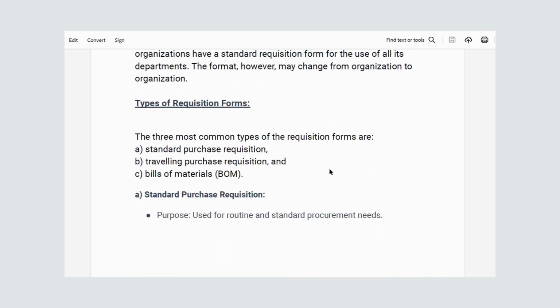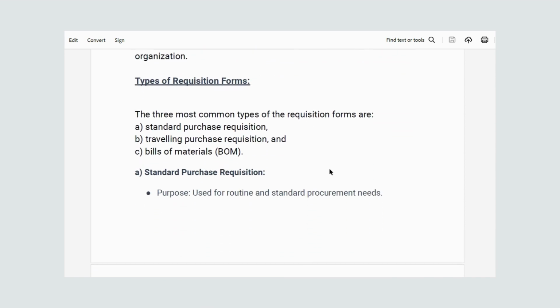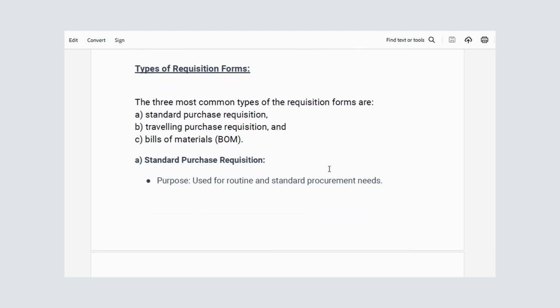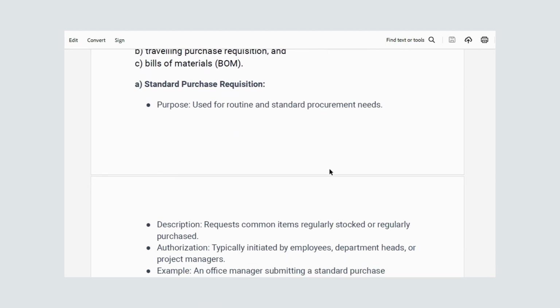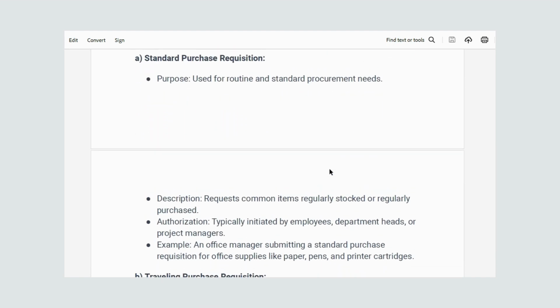Okay, so we have seen the different types of requisition form. The standard purchase requisition is used for routine and standard procurement needs. Here we request the common items that are regularly stocked or regularly purchased for our organization. Typically, it is initiated by the employees, department heads, or the project managers. For example, an office manager submitting a standard purchase requisition for office supplies like paper, pens, printer cartridges, all those things come under standard purchase requisition.